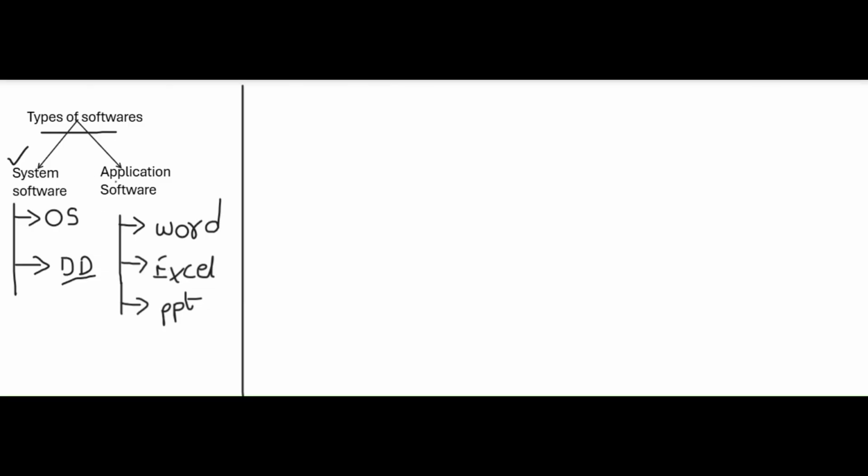Application software will always run on top of system software, and the user has to explicitly start and stop it. The system will not automatically start and stop application software. Now, in this video, I would like to discuss the operating system deeply.